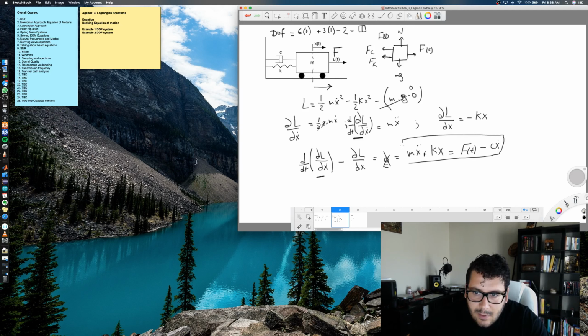So this looks familiar, right? This is your typical first degree equation of motion. m x double dot plus c x dot plus kx equal f of t.